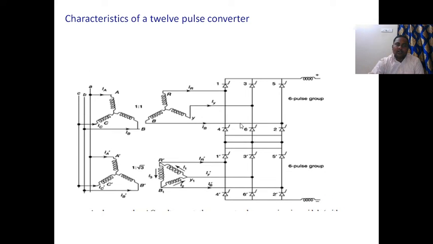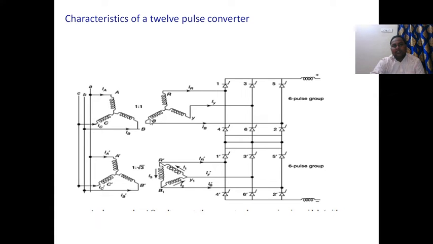Characteristics of the 12 pulse converter. The combined operation of two 6 pulse converters is a 12 pulse converter. Normally the combining operation of 2 pulses is a 6 pulse; the combining of two 6 pulse converters is a 12 pulse. Here we have valves 1, 3, 5, 4, 6, 2. Already we know this. This is another 6 pulse group having 1 dash, 3 dash, 5 dash, 4 dash, 6 dash, 2 dash. So the transformer connection is star to star with star to delta. So this is the overall 12 pulse converter.